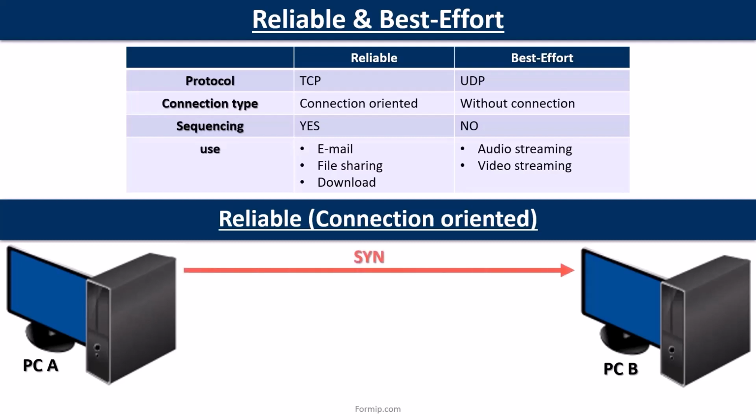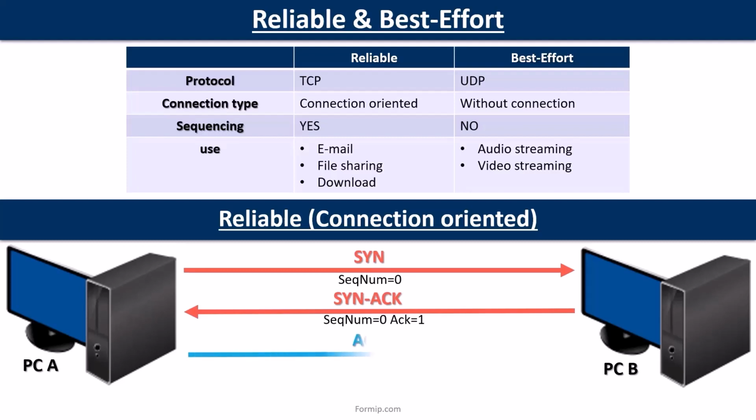First, PCA sends an SYN packet to PCB to ask it to set up a session. The sequence number is randomly generated. For our example, let's say it's 0. Then PCB responds to the SYN with a SYN ACK. The ACK, acknowledgement number, is equal to the sequence number of the previous packet, incremented by 1, so that's 1 here. But PCB will generate its own random number for the sequence number of the SYN ACK packet. Again, let's keep things simple and say it's 0.